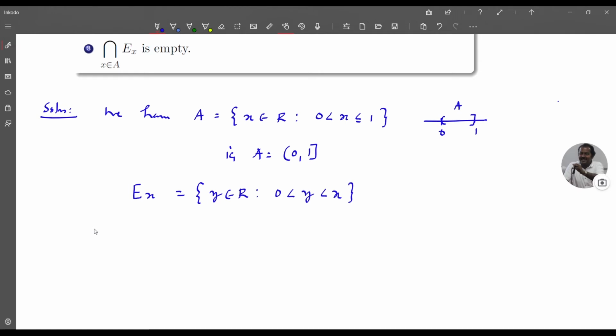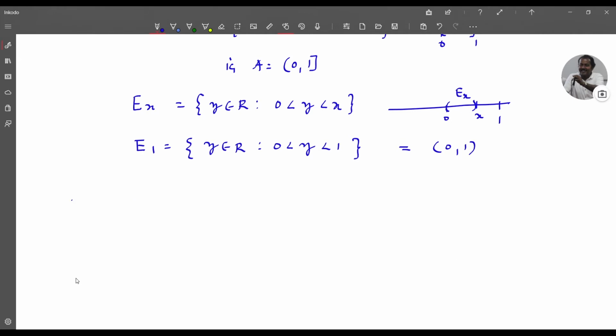So this is actually equal to, suppose that this is 0 and this is 1. So if you consider an x here, so this interval is Ex. And we have x can be maximum 1 because 0 less than or equal to x less than or equal to 1. So E1 is the set of all y in R such that 0 less than y less than 1. So this is actually equal to the open interval (0,1).